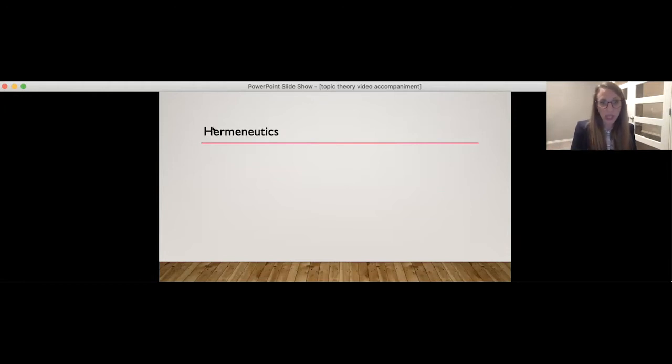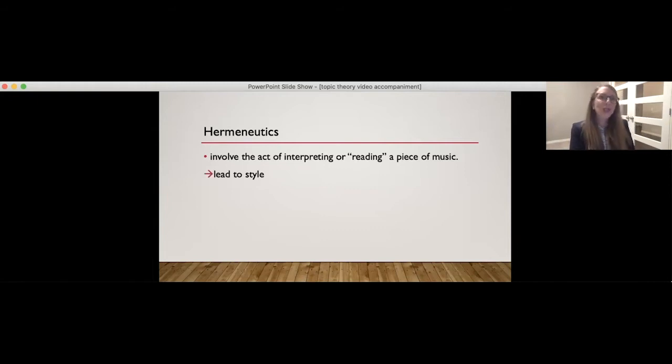So hermeneutics involve the act of interpreting or reading a piece of music, not just identifying precise musical components, but truly contextualizing cultural characteristics that lead to style. Scholars employ a useful system in order to illuminate potential layers of expressive meaning, and this is called topic theory. It's a stream of semiotics, or the study and interpretation of signs, symbols, and signifiers.